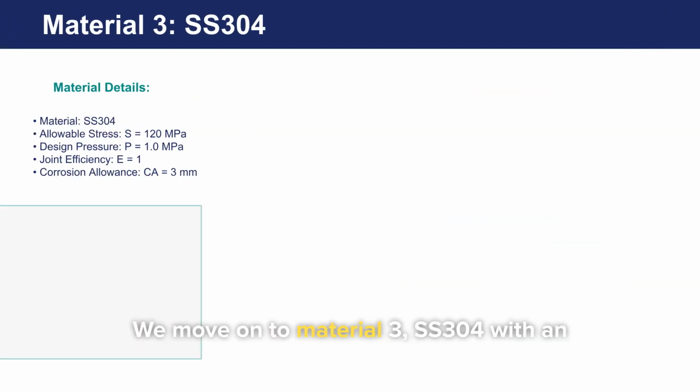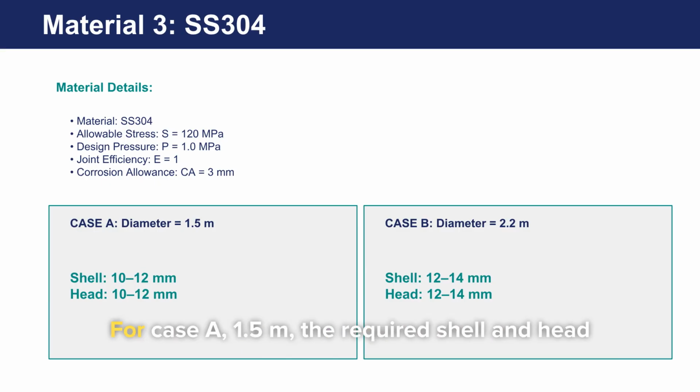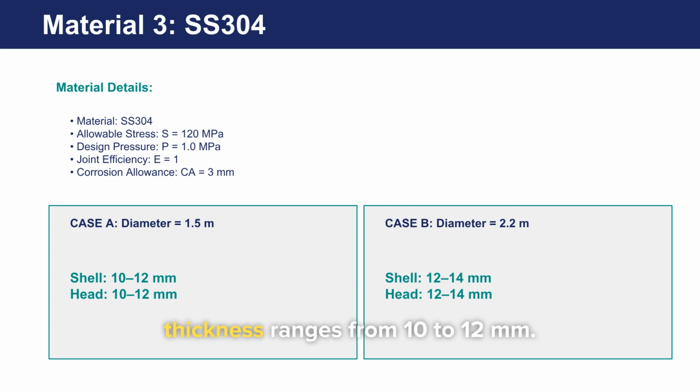We move on to Material 3, SS304, with an allowable stress of 120 megapascals. For Case A, 1.5 meters, the required shell and head thickness ranges from 10 to 12 millimeters. For Case B, 2.2 meters, the required thickness ranges from 12 to 14 millimeters.